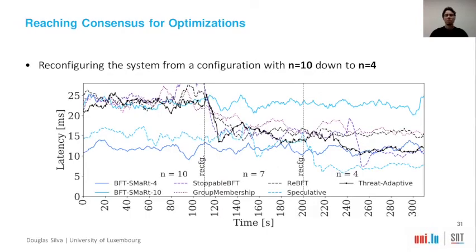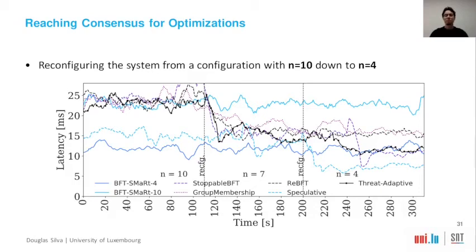We did experiments with reaching consensus for optimizations, and we compared our protocol with 6 other baselines. So BFT Smart with 4 replicas is the lower bound of latency. BFT Smart with 10 replicas is the upper bound of latency.